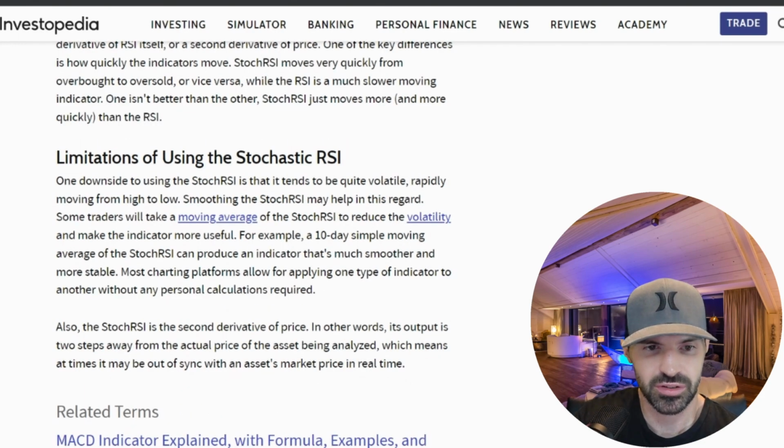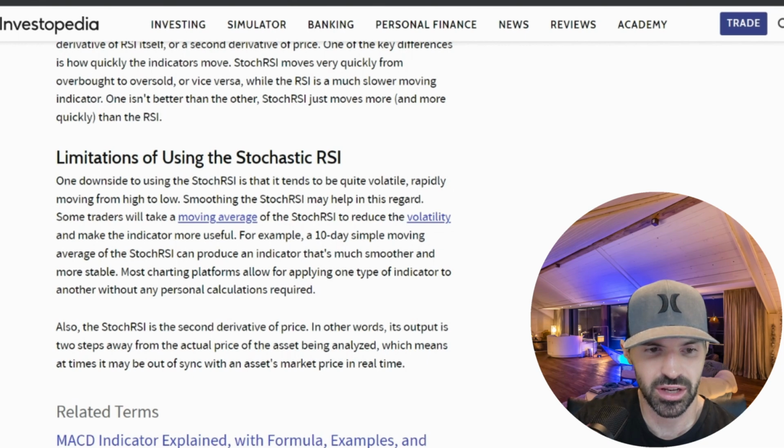Limitations of using the stochastic RSI. One downside is that it tends to be quite volatile, rapidly moving from high to low. Smoothing the stochastic RSI may help in this regard. Some traders will take a moving average of the stochastic RSI to reduce the volatility and make the indicator more useful. For example, a 10-day simple moving average of the stochastic RSI can produce an indicator that's much smoother and more stable. Most charting platforms allow for applying one type of indicator to another without any personal calculations required.